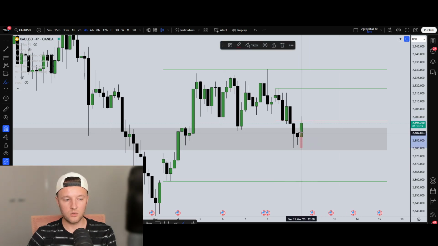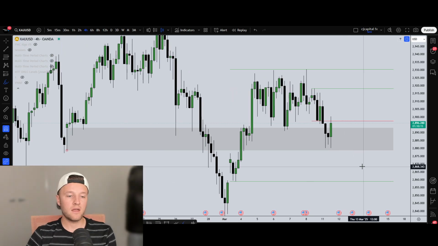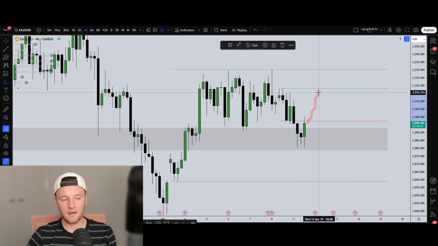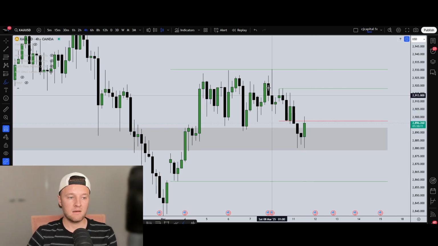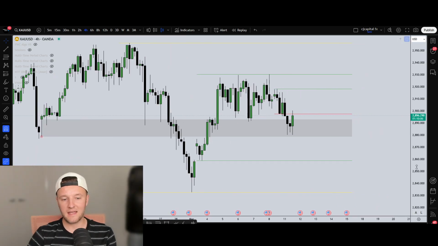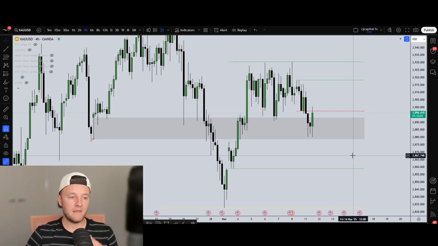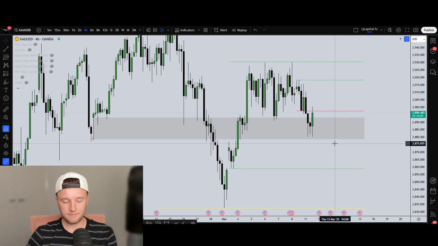So if this candle closes something similar to this within the next hour, then it is likely we will see gold pull back a little bit deeper, maybe back into this area for the rest of today. And in that case, I will start looking at buying opportunities. But again, that all just depends how price plays out here.